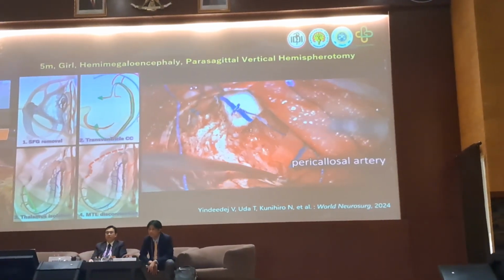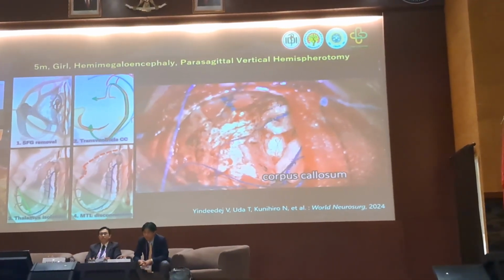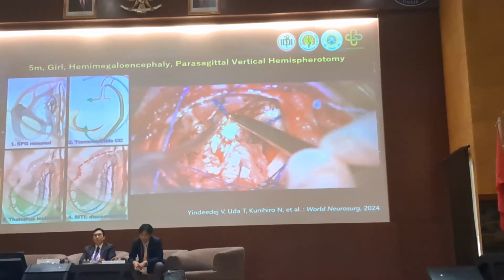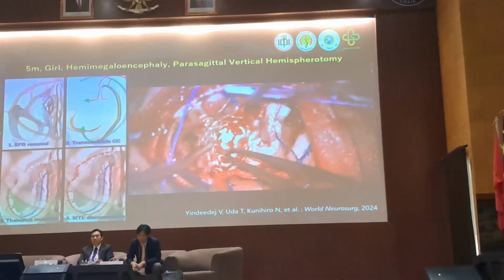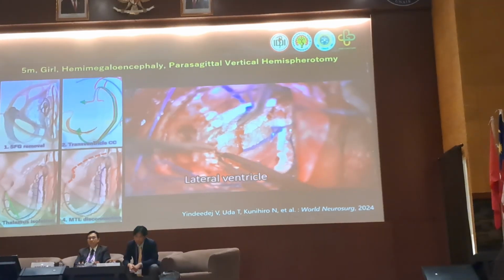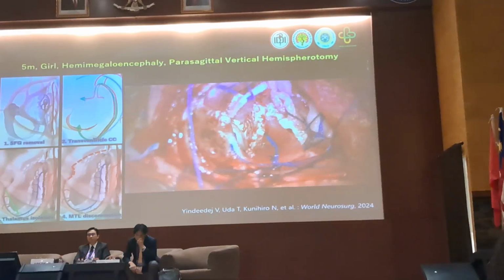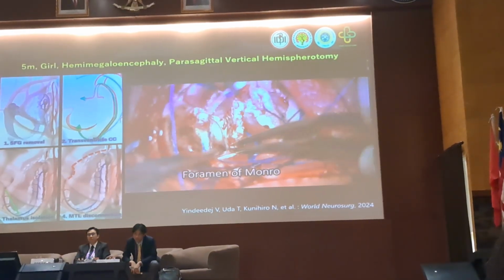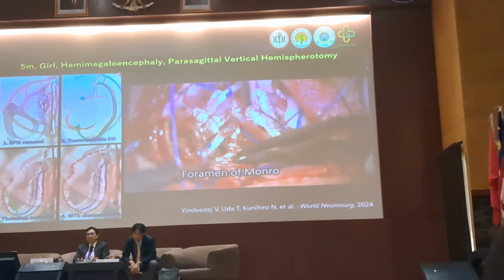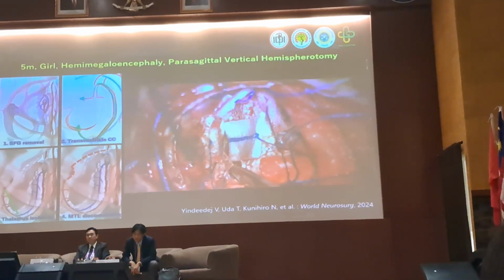And also we could identify the pericallosal arteries and the surface of the corpus callosum. Next, we remove the white matter and open the lateral ventricle. And then we identify the foramen of Monro and widen the space for the projection fiber disconnection.